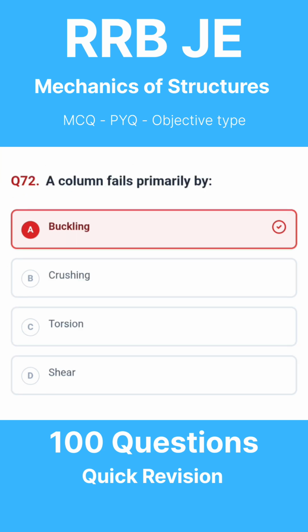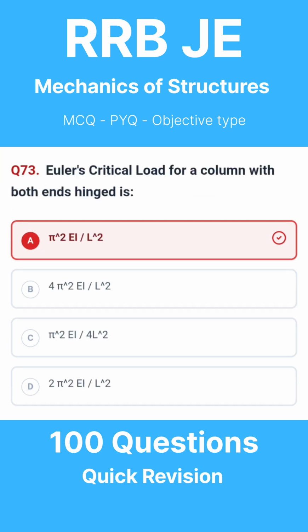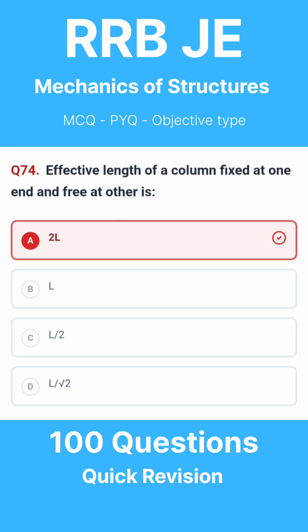Question 72. A column fails primarily by: the correct answer is buckling. Question 73. Euler's critical load for a column with both ends hinged is: the correct answer is pi squared EI divided by L squared. Question 74. Effective length of a column fixed at one end and free at the other is: the correct answer is 2L.